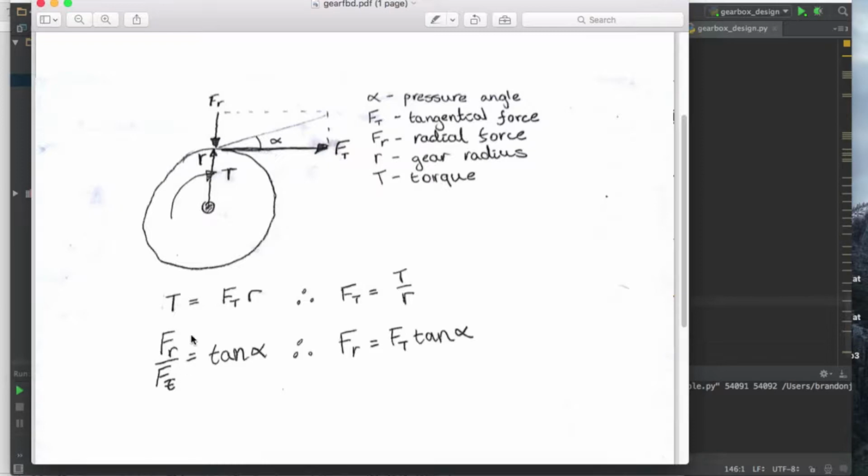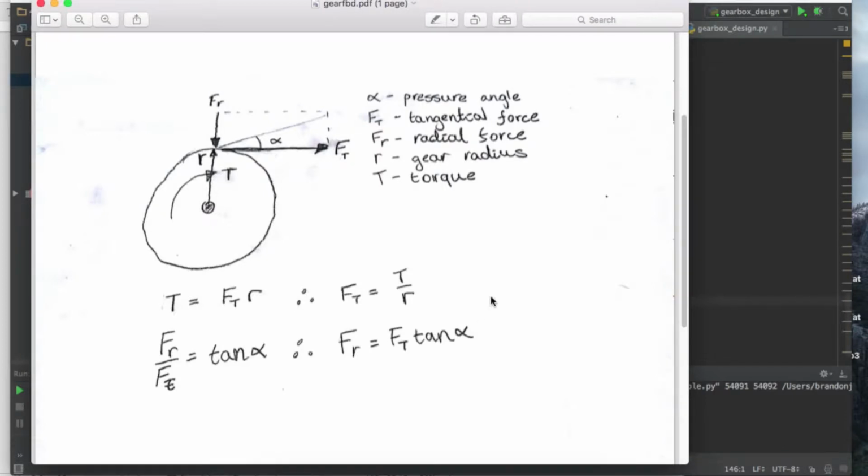We can get that because we know from simple trigonometry that opposite over adjacent is equal to the tangent of the angle. So we have that here, opposite over adjacent is equal to tangent. So we have a radial force similarly calculated as Ft tangent alpha.